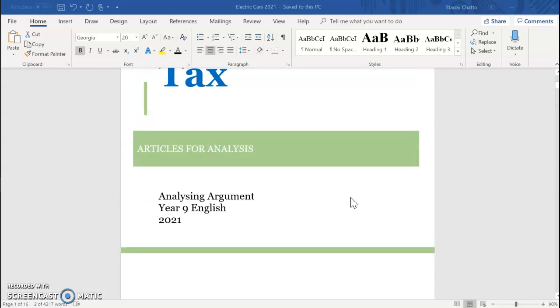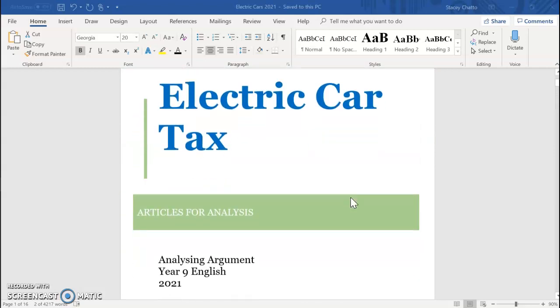When we finish this unit at the end of the year, you're going to be writing two pieces. The first will be an essay where you'll be explaining and analysing a piece that has been selected about electric car tax. And the second task you will be doing is writing a persuasive piece presenting your own opinion on the electric car tax. So those are the two topics. You're going to become experts in electric car tax. And we look forward to reading your work.